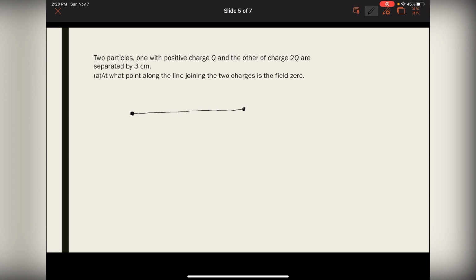So we have Q, 2Q. It says at what point along the line the two charges' field is 0. So if the electric field is 0, then the forces exerted must be equal to each other. And we know there is a third charge from the other questions that is somewhere in the middle. We will find the distance now. And we also know now that this third charge is negative.